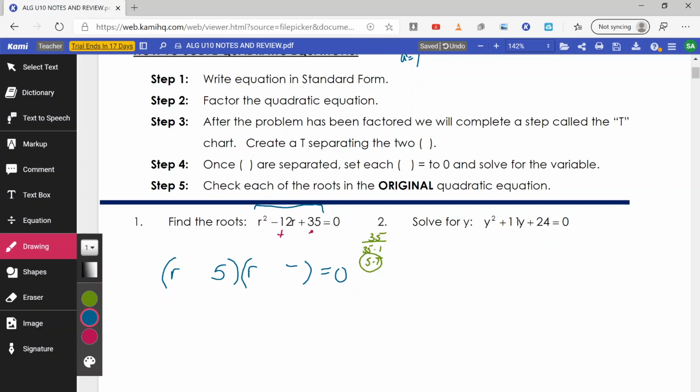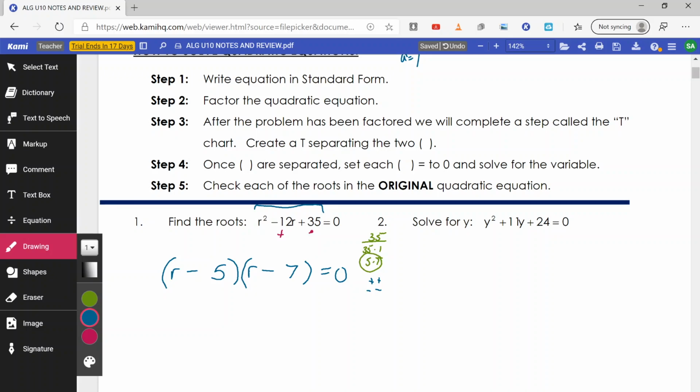So 5 and 7. Now I have to come up with the signs that are going to go in there. Now, they multiply to a positive. So the only way I could get a positive through multiplication is a positive times positive or a negative times negative. So we take a look at what our middle number is. Middle number is negative, so this means both my signs have to be negative as well. Negative 5 times negative 7 gives me positive 35. Negative 5 minus 7 gives me negative 12.